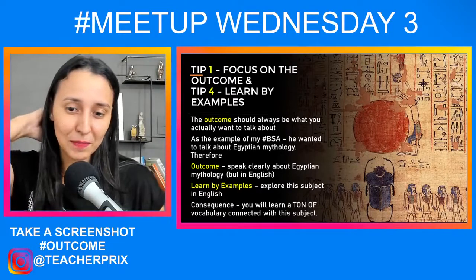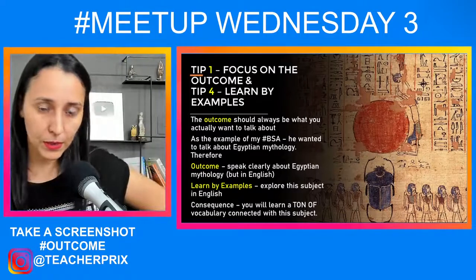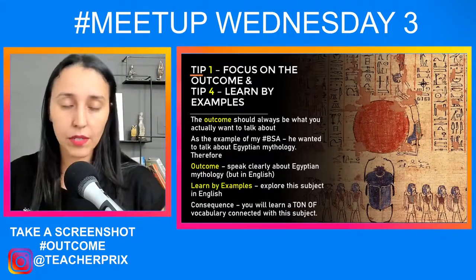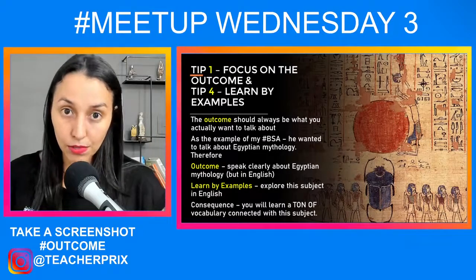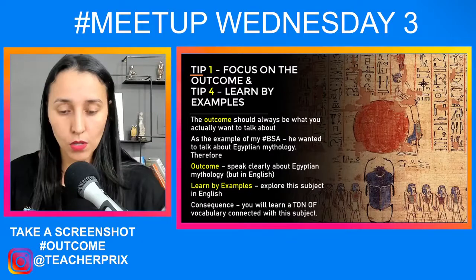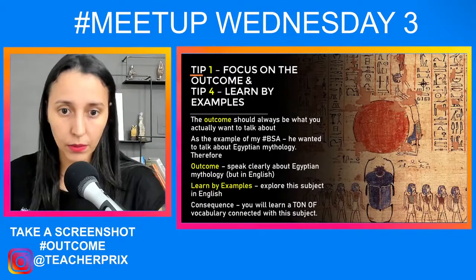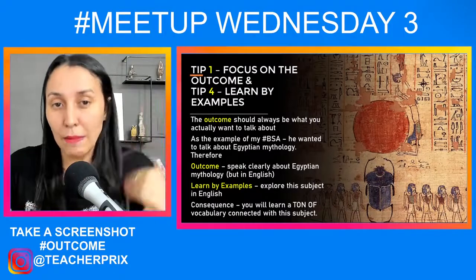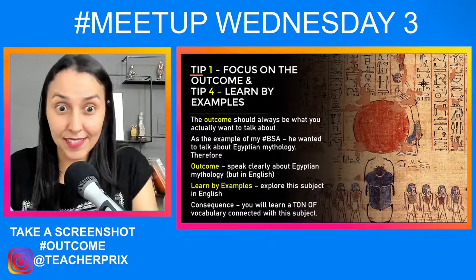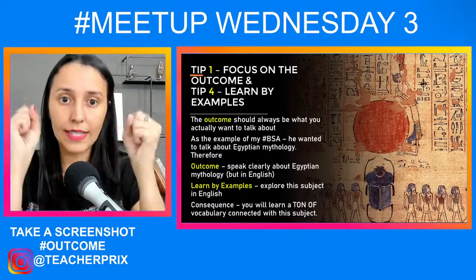And anyway, tip number 1 and tip number 4, let's focus on these tips, okay? Focus on the outcome and focus on learning by examples. These 2 tips are connected, okay? So your outcome should be connected with something you want to talk about, all right? So as I told you, my BSA wanted to talk about, well, he didn't want, I made him talk about it, okay? But he likes, that's the thing, he likes Egyptian mythology, okay? So here is the outcome.